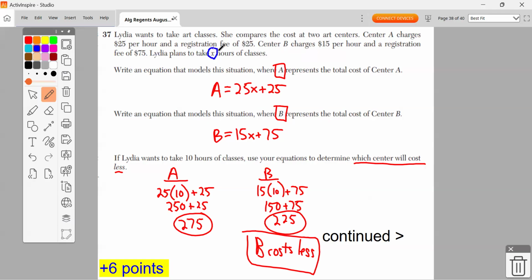Notice the X right here. It's X number of hours, so you had to have X right there. This is what A equals, this is what B equals, A and B. 1 point for each of those.